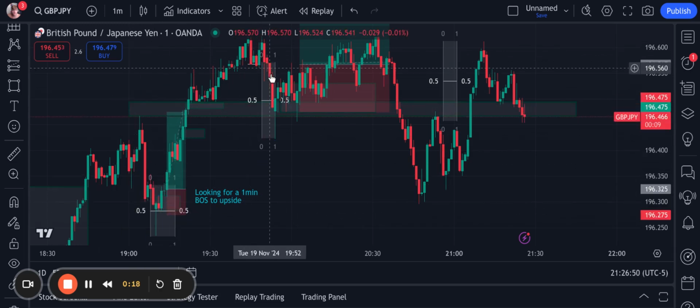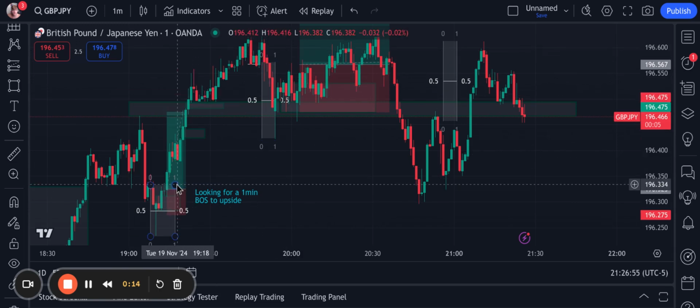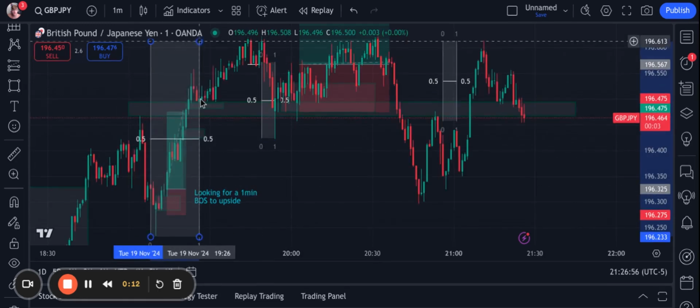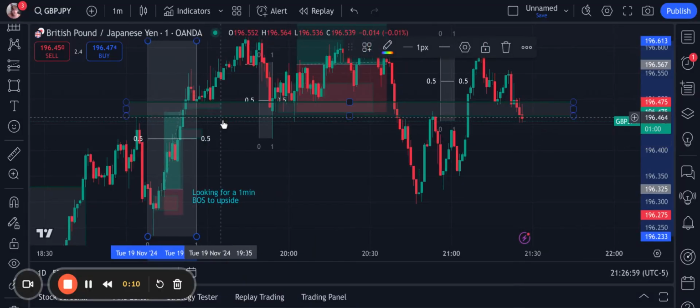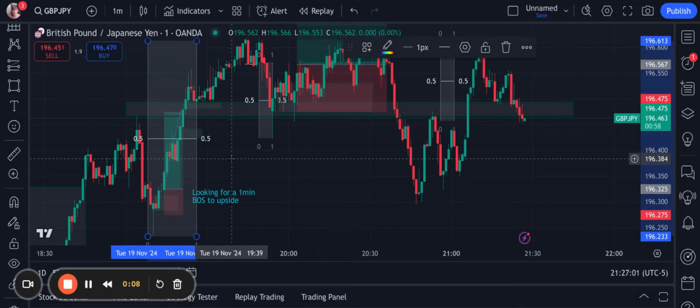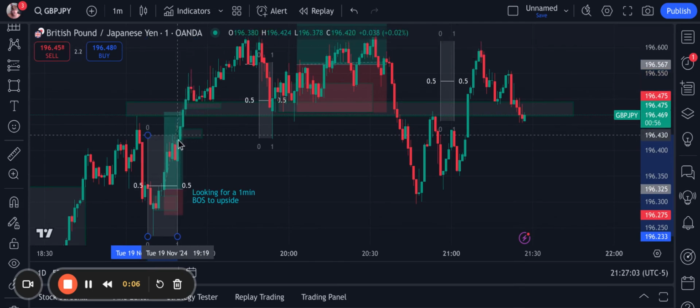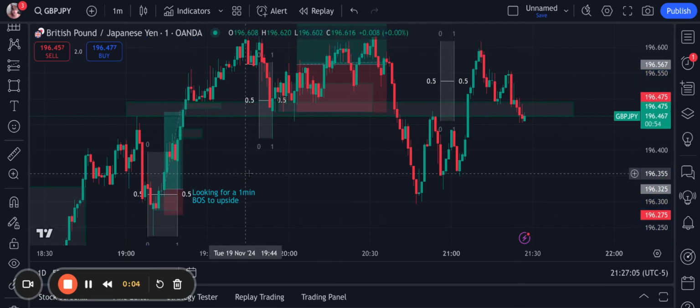So I was just taking trades based off of fair value gaps that price was entering into, or equilibrium. For example, whenever price would enter into this equilibrium and show bullish pressure coming out, I would just enter. But that was causing me to take unnecessary losses. Also, I was just trading the wrong trend.